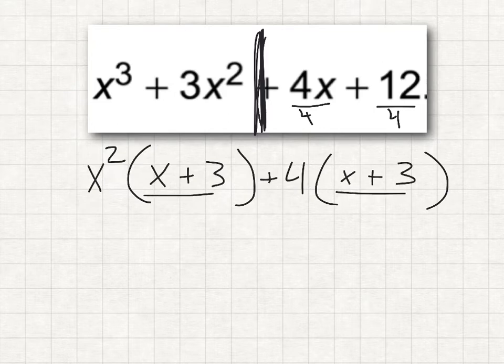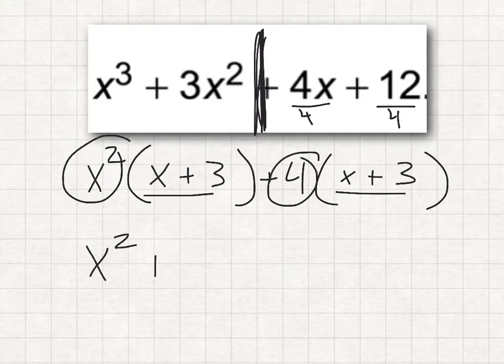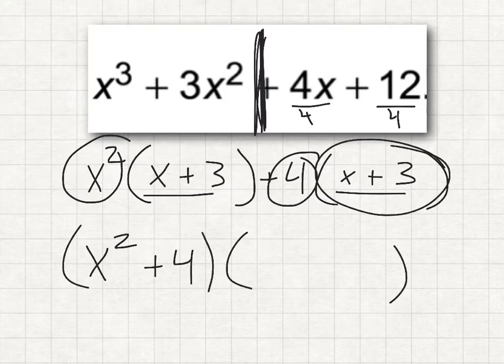That's what we need. So we're going to take what we pulled out and put it into its own parentheses. So x squared plus 4. And then our second parentheses is what was the original parentheses here. So x plus 3. And that's it. Yeah, we'll do the next example.